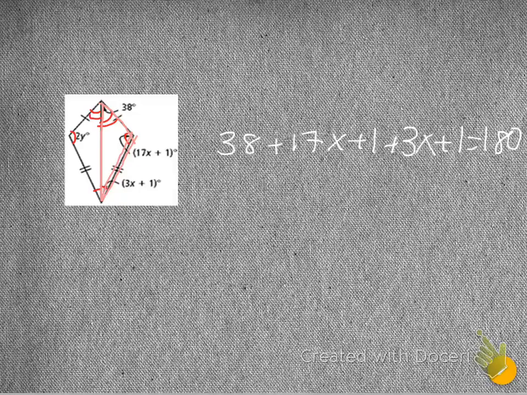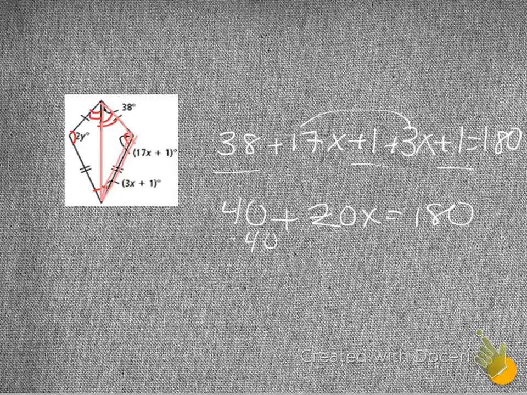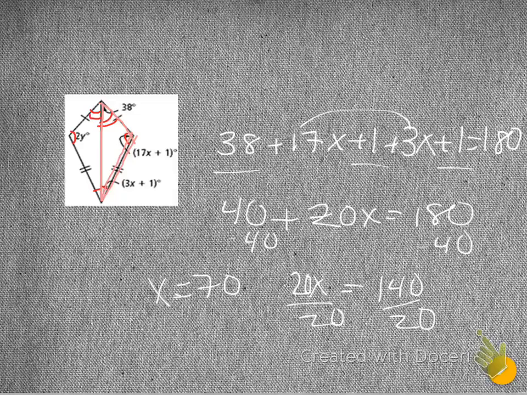So I'm going to get 38 plus 1, so 40, plus 20x equals 180. Subtract 40. 20x equals 140. Divide by 2. So x equals 70. Let me double check on that. I miswrote that. That was supposed to be 20. So x then equals 7. That looks better. All right.